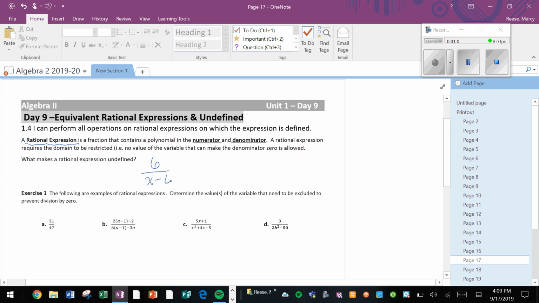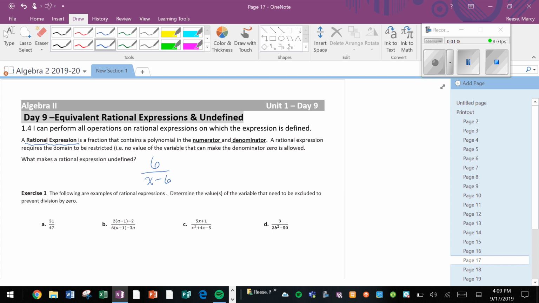If I have this example, oh wait a minute, let's change this. I don't want 2 6s. Let's make this a 2, x minus 2. All right, so if that is 6 over x minus 2, a rational expression because it has a polynomial in the numerator or denominator, which in this case is in the denominator, I cannot divide by 0. Bottom line, you cannot divide by 0, right?